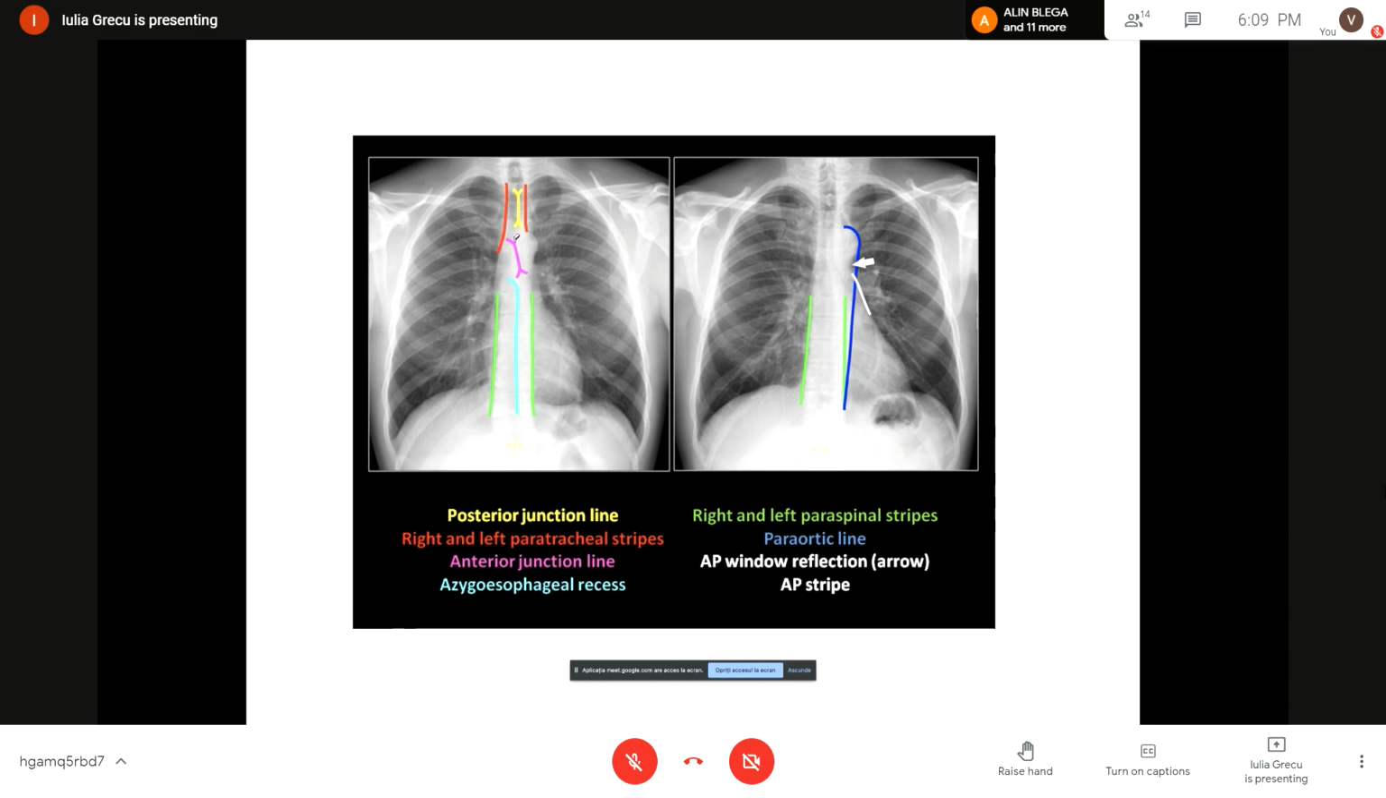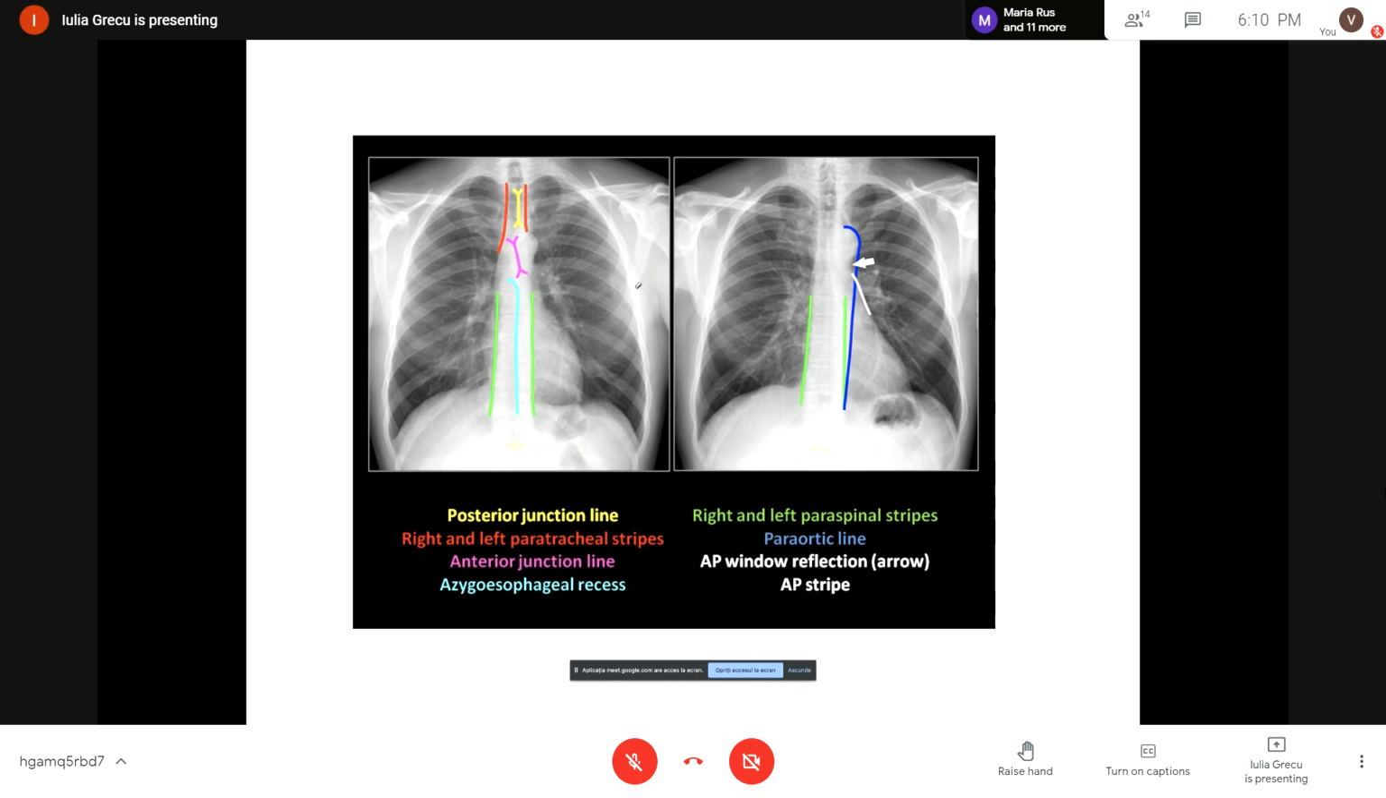The same is happening at the areas where the two anterior regions of the upper lungs come into contact and determine the posterior and anterior junctional lines. The same happens along the azygoesophageal recess and along the lateral edge of the aorta, creating the para-aortic lines.